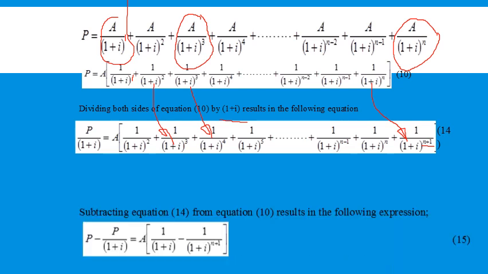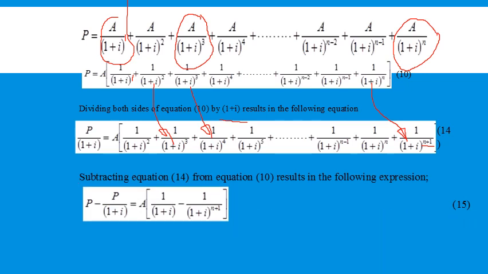Let us see what happens now. Let me subtract equation 14 from equation 10. This is equation number 14 and this is equation number 10. Subtracting 14 from equation 10, P minus P divided by 1 plus I is equal to, what will happen? It is 10 minus 14. 1 divided by 1 plus I square gets cancelled with this.